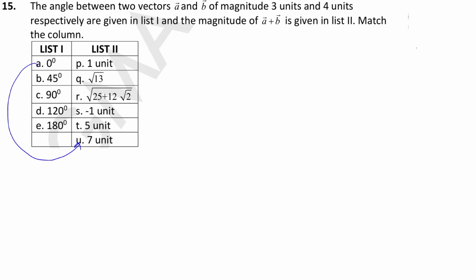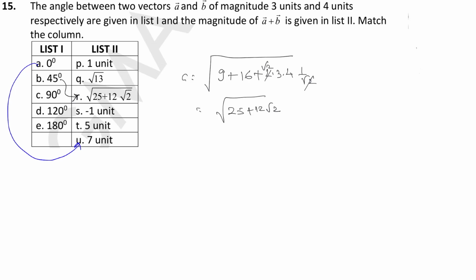When the angle is 45 degrees, we'll use the cosine law. So the resultant will be under root A square, that is 9, plus 4 square, that is 16, plus 2 into 3 into 4 into cos 45, which is 1 by root 2. So under root 25 plus 12 root 2. So option B corresponds to R.